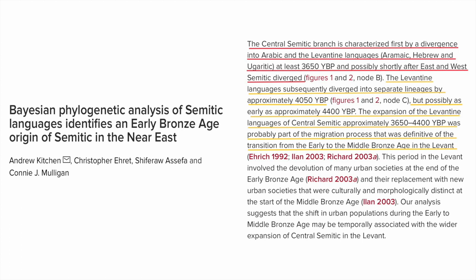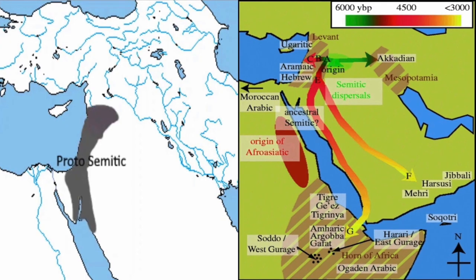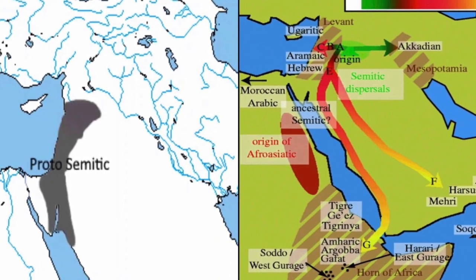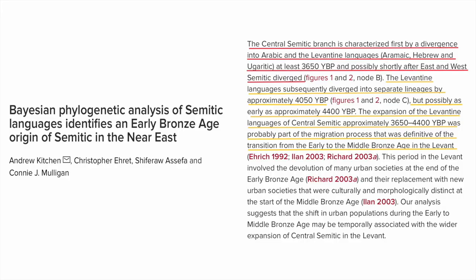Central Semitic branch is characterized first by divergence into Arabic and the Levantine languages, Aramaic, Hebrew, and Ugaritic, at least 3,650 YBP, and possibly shortly after East and West Semitic diverged. The Levantine languages subsequently diverged into separate lineages by approximately 4,050 YBP, but possibly as early as approximately 4,400 YBP. The expansion of the Levantine languages of Central Semitic approximately 3,650 through 4,400 YBP was probably part of the migration process that was definitive of the transition from the early to the Middle Bronze Age in the Levant.